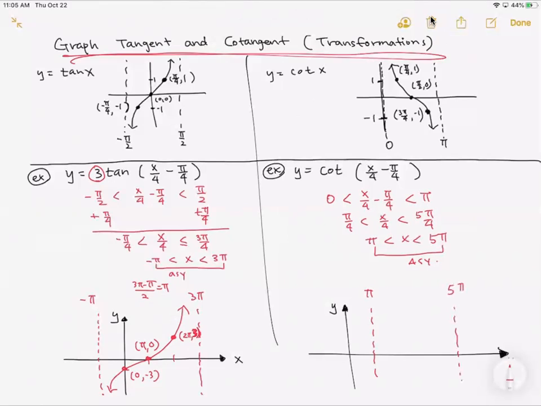We're going to graph our regular curve of cotangent x. So this is the midpoint of pi and 5 pi. So pi plus 5 pi is 6 pi, and divided by 2 will give you 3 pi. And these points will be 1 because our a value is 1, negative 1.